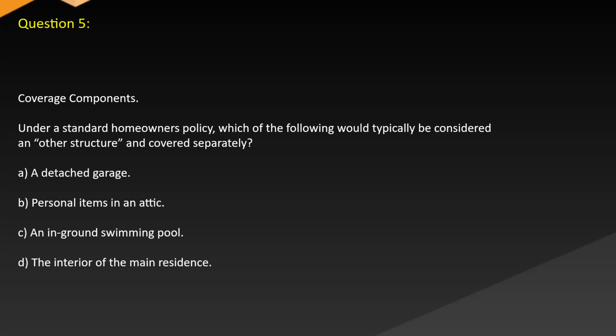Question 5. Coverage components. Under a standard homeowners policy, which of the following would typically be considered an other structure and covered separately? A. A detached garage. B. Personal items in an attic. C. An in-ground swimming pool. D. The interior of the main residence.